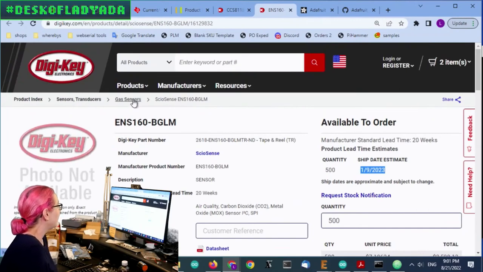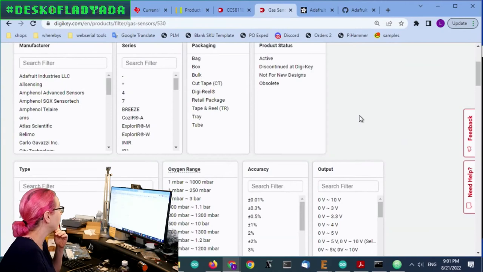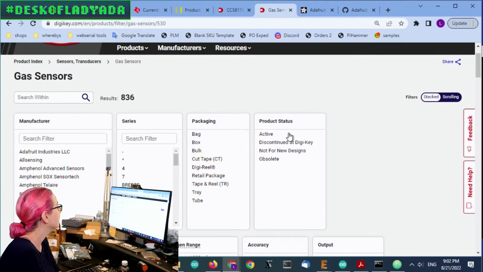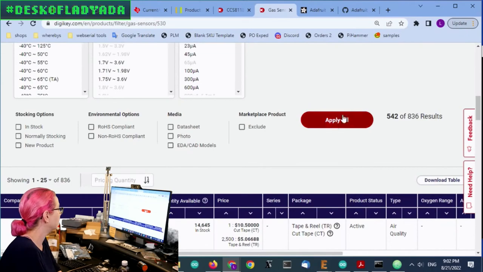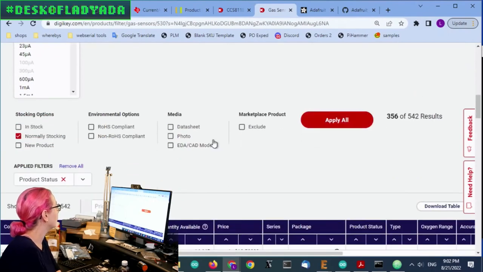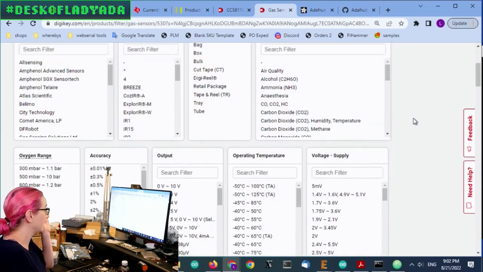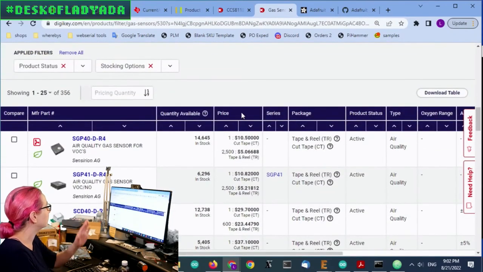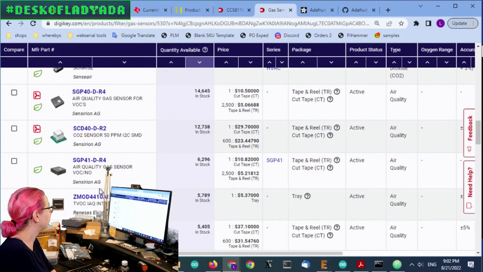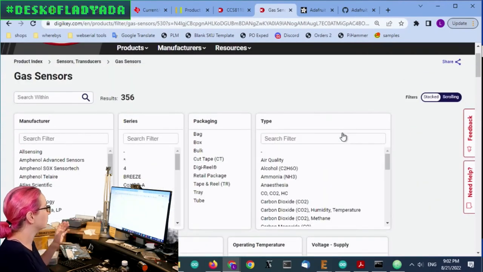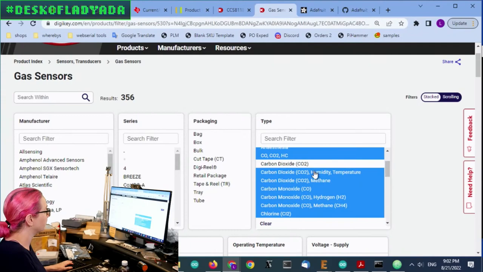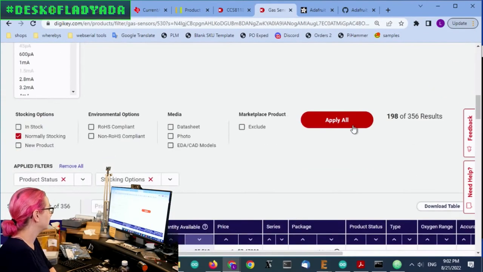So let's go to the gas sensor category. I'm not looking for a direct replacement, I'm just seeing what's up in this category, so it's still a little vague. I'm going to look for active designs only, because I'm not actively looking again. I have other gas sensors, so I want something that's normally stocking. It doesn't have to be in stock today. One thing I noticed when I sorted by quantity available is a bunch of CO2 sensors popped up, which is fine, but I don't want CO2 sensors. They're different than air quality sensors. So I selected everything, and then I unselected carbon dioxide.